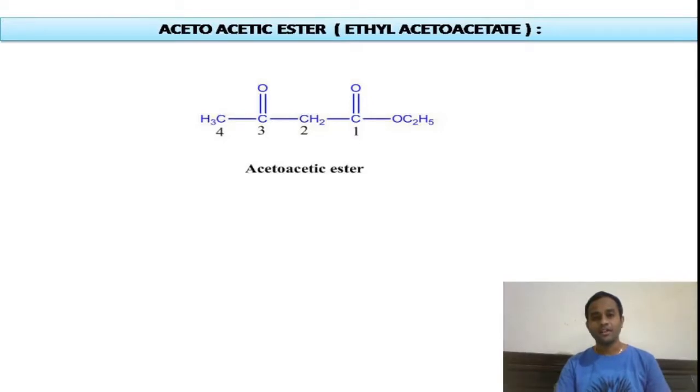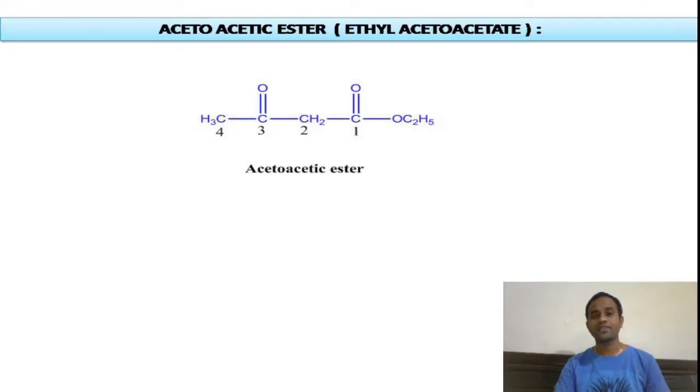And this compound generally we will call as acetoacetic ester. If you look at the structure, this is also known as beta keto ethyl butyrate. That means this is the ethyl ester of beta keto butyric acid.